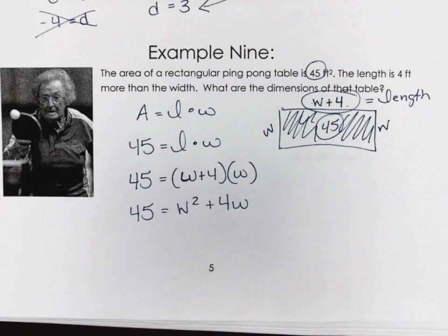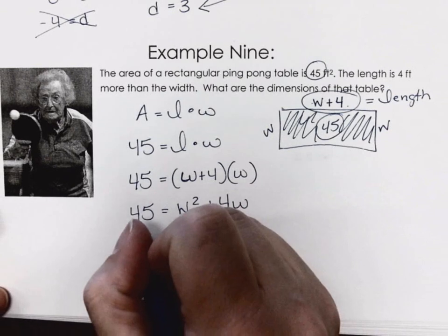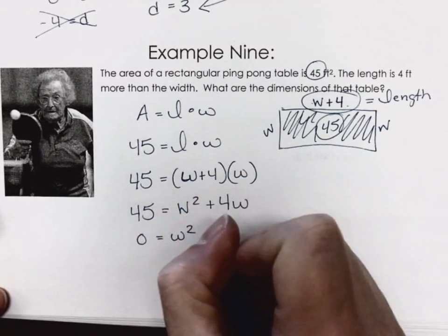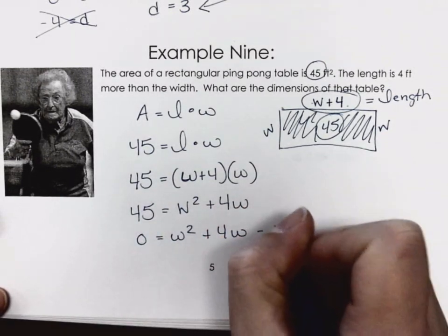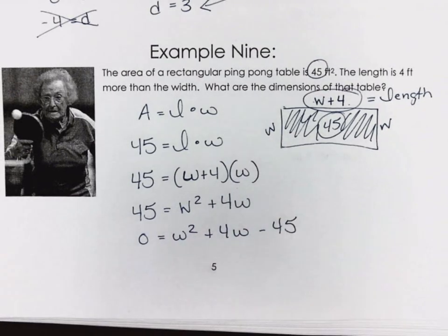What should I do here? Factor. Not yet. One step before we factor. What does it have to equal? 0. So we've got to bring that 45 to the other side. I'm skipping a lot of math today. Maybe it's because it's a Friday. Maybe it's because I'm just crazy like that.